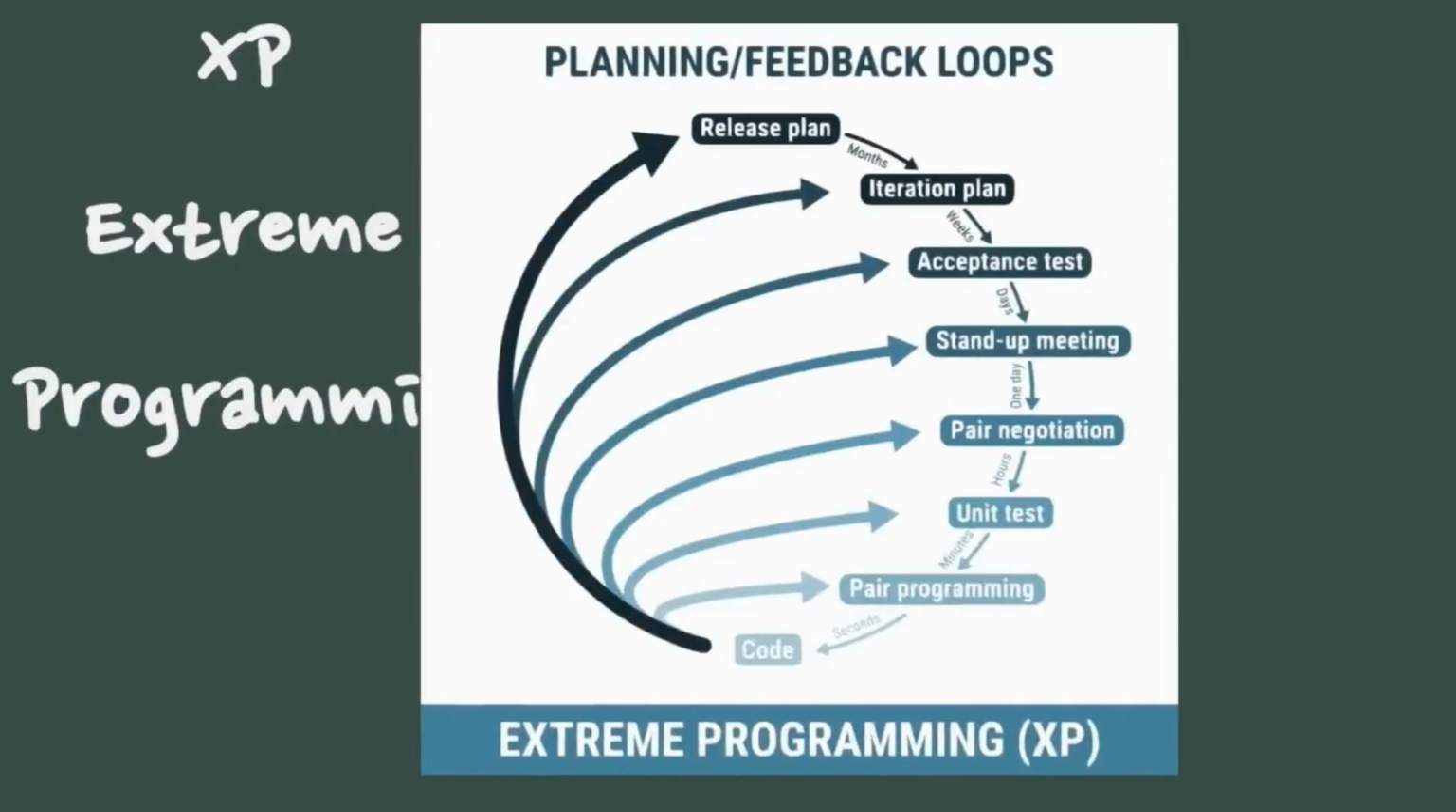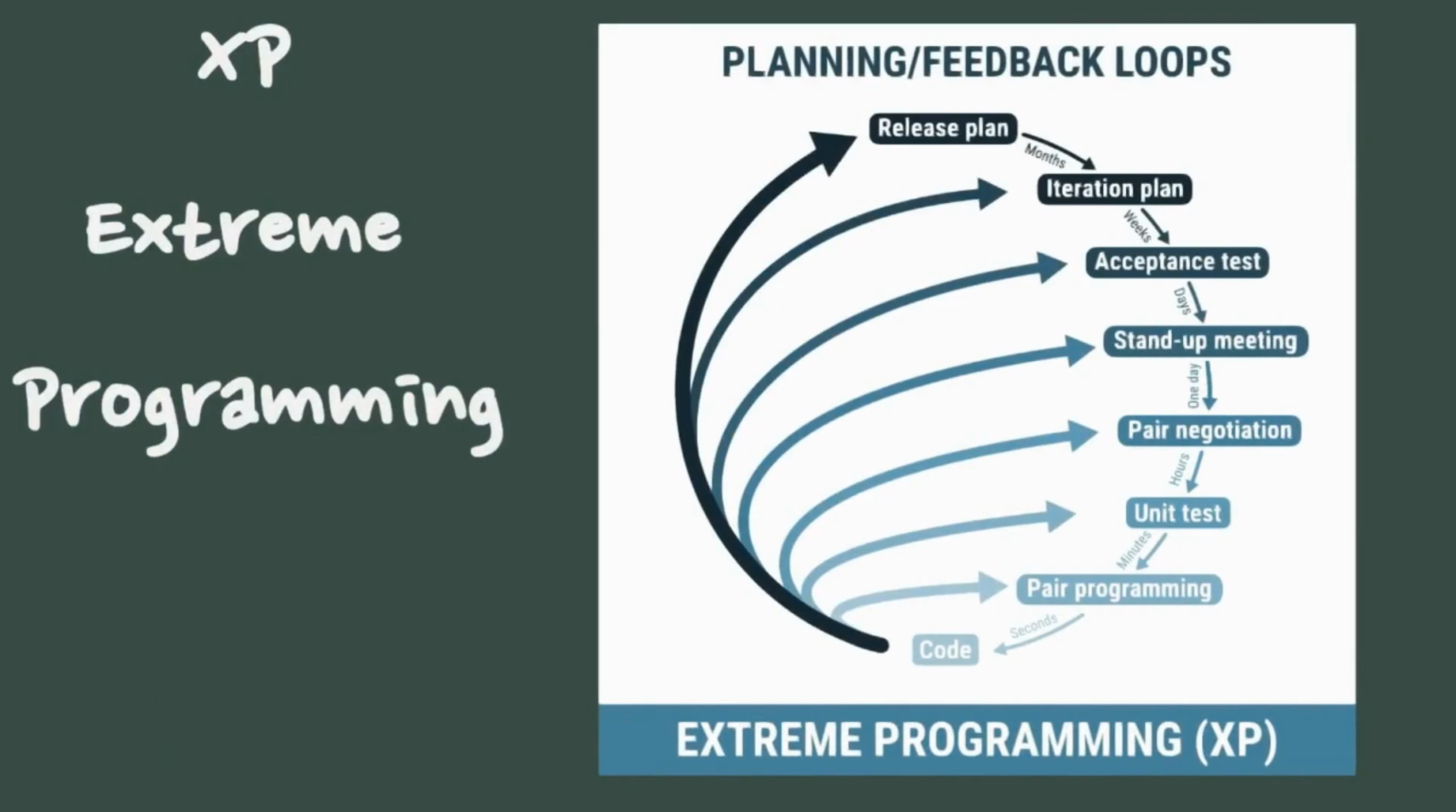XP, Extreme Programming. The Agile software development method XP emphasizes close collaboration, frequent communication, and high-quality code. Practices such as pair programming, continuous integration, test-driven development, and refactoring are promoted. The XP method aims to deliver high-quality software in short iterations while adapting to changing requirements.